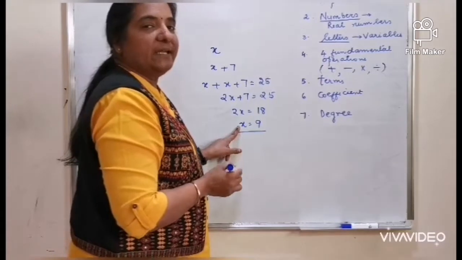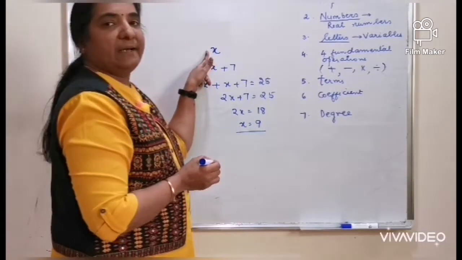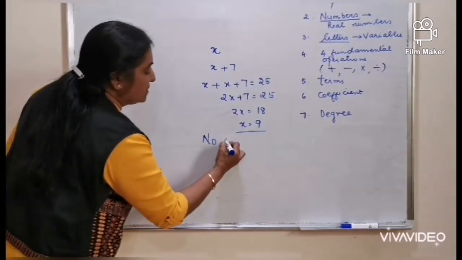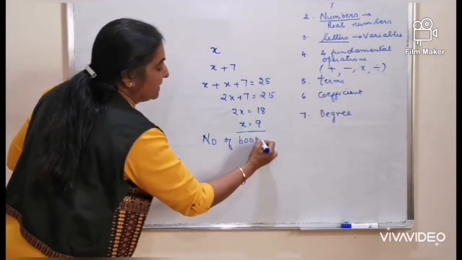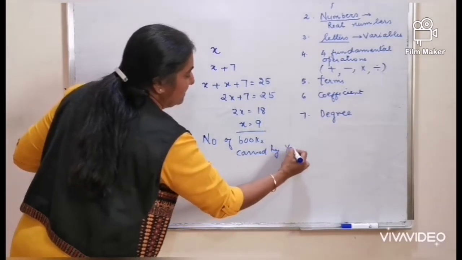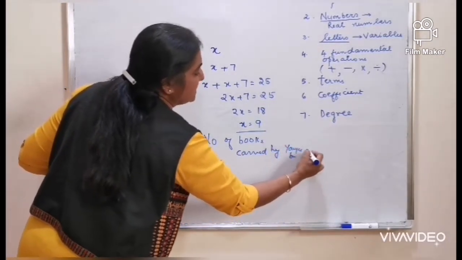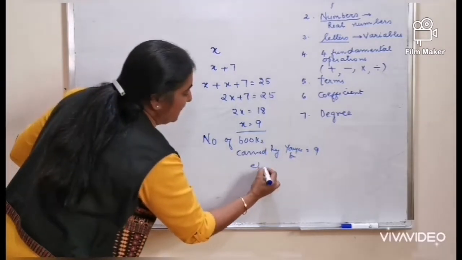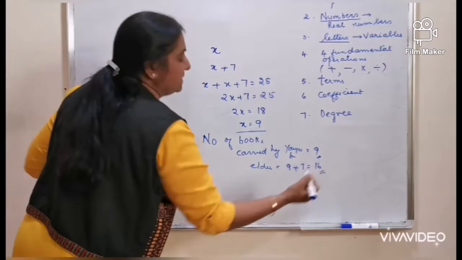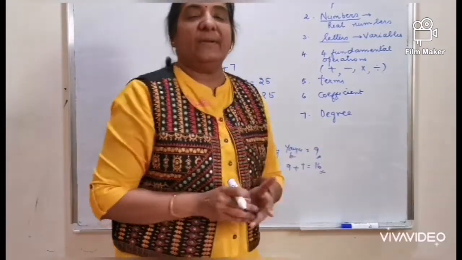That means you assumed, let the number of books carried by the younger brother be x. So the number of books carried by the younger brother is 9 and by the elder brother is 9 plus 7, 16, and the total becomes 25.